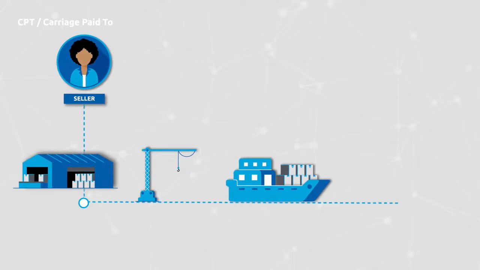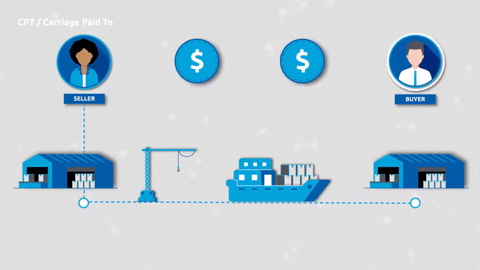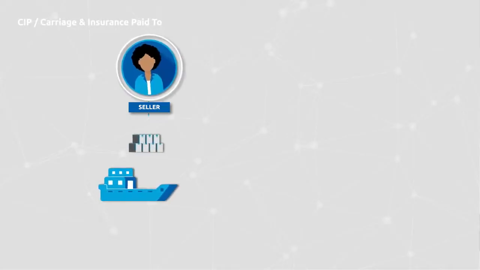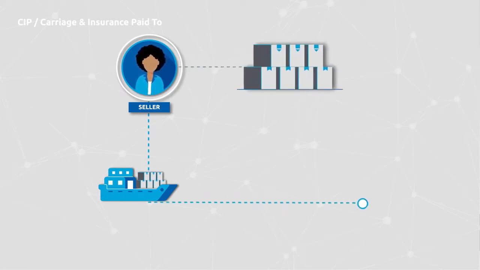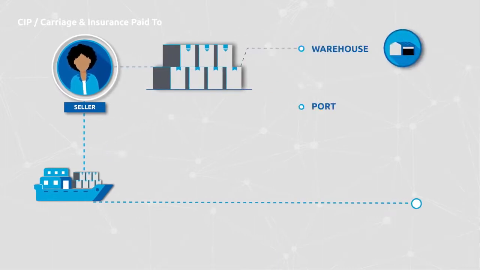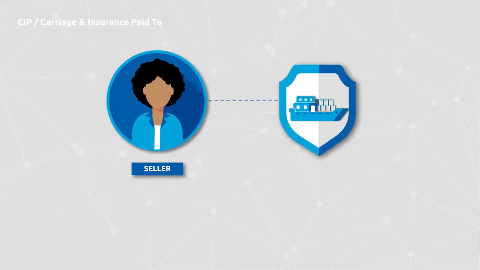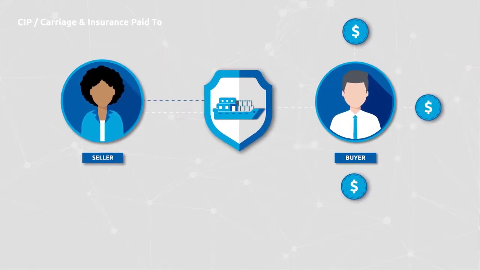CPT, or carriage paid to. When shipping on CPT terms, the seller is responsible for making the goods available at a named place of destination. With these terms, the buyer is responsible for any additional transportation, duties and taxes. CIP, or carriage and insurance paid to. Similar to CPT, for CIP terms, the seller is responsible for making the goods available at a named place of destination. This can be a warehouse, port, or a third-party logistics facility. The seller must also procure insurance to cover the goods during transit. The buyer is only responsible for any additional transportation, duties and taxes upon arrival.